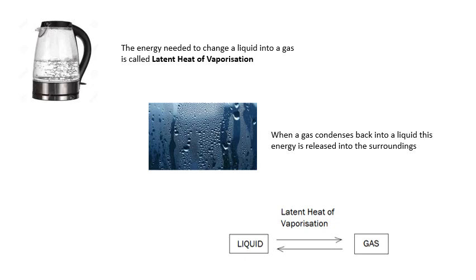Now, the energy needed to change a liquid into a gas is called the latent heat of vaporization. If the substance is a liquid changing into a gas, then we are giving it heat energy. If the substance is a gas changing into a liquid, then that's condensation. And in this case, this heat energy is released into the atmosphere because the substance loses heat energy. Okay, its internal energy gets less. So latent heat of vaporization applies to this change of state, from a liquid to a gas or from a gas to a liquid.